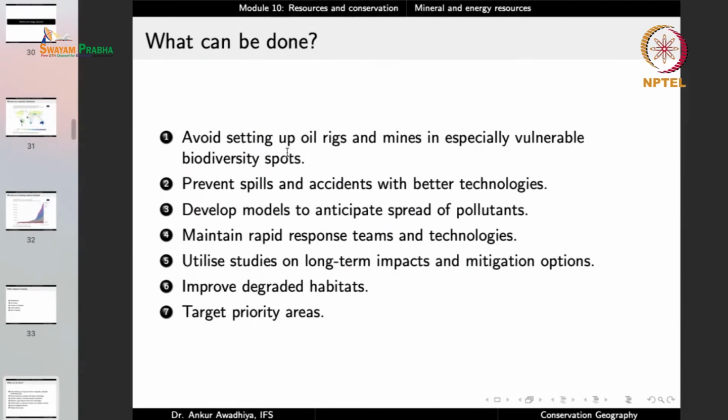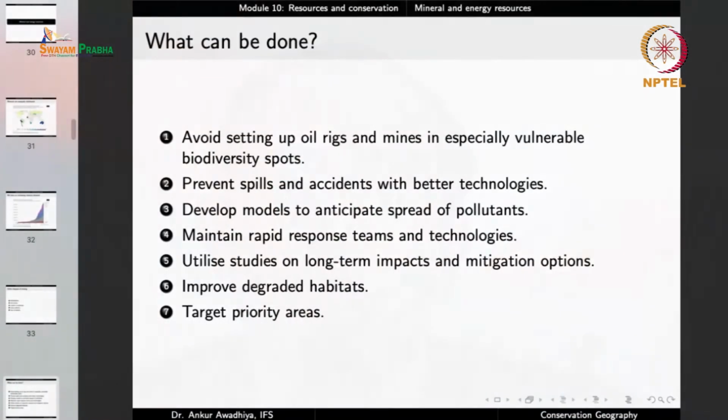Then we need to have measures to prevent spills and accidents with better technologies. So when we are doing mining, when we are setting up a mine, we should not be cutting costs, especially on protective devices, especially on those devices that help us prevent accidents. Because if we cut costs there, if there is a spillage, if there are accidents, then we are exacerbating the impacts of mining manifold. We need to develop models to anticipate the spread of pollutants. So if any accident happens, we should know where the pollutants will go so that we can act in time and we can make a difference.